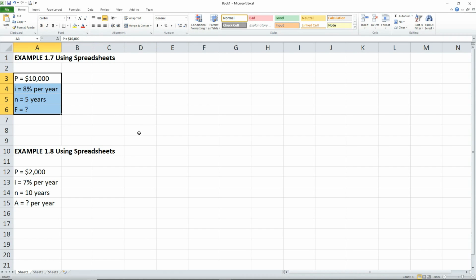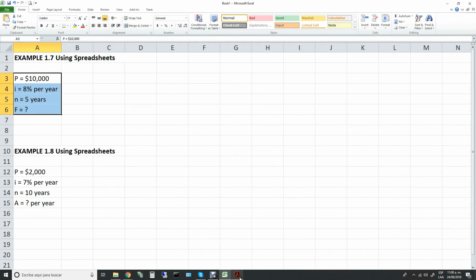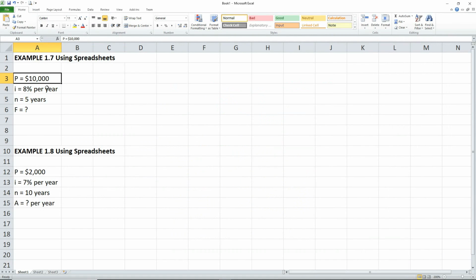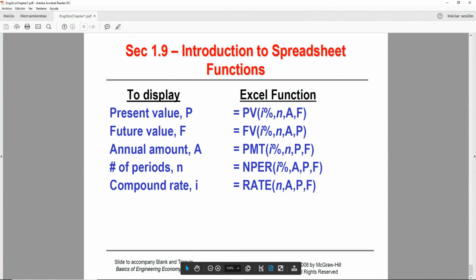This is what we had identified, and if we go back to our notes, you're going to see that you have a series of Excel functions. We have P, we have I, we have N, and we are looking for F. If we're looking for the future value, you go to the list of formulas and find which one will display the future value. So it'd be this one right here. That means that if we want to find F, you're going to be using the FV formula in Excel.